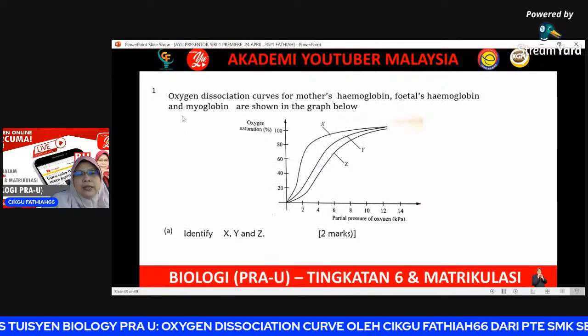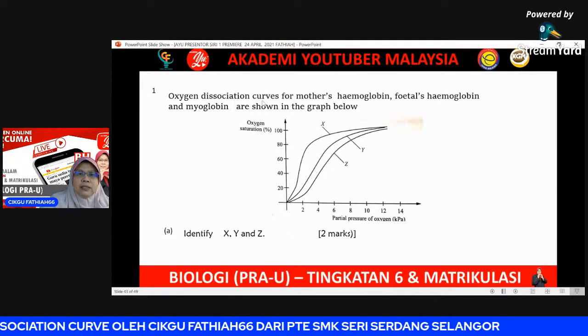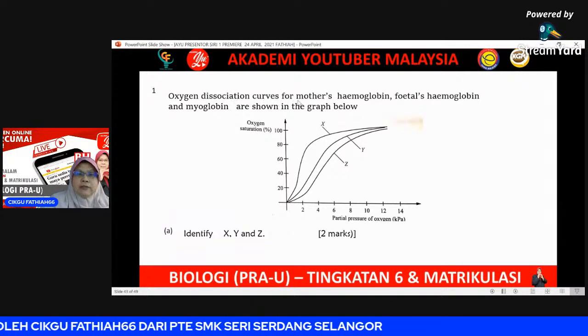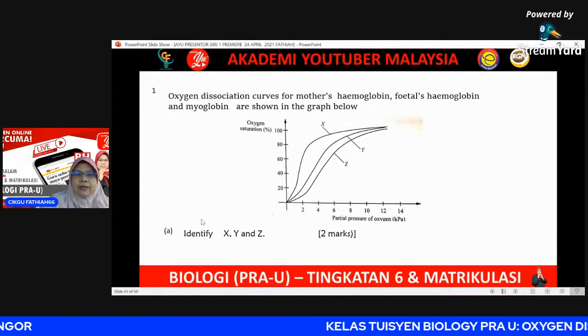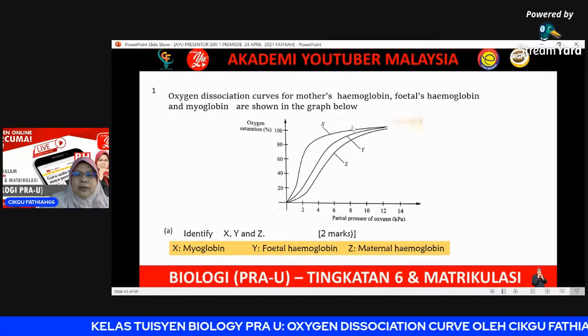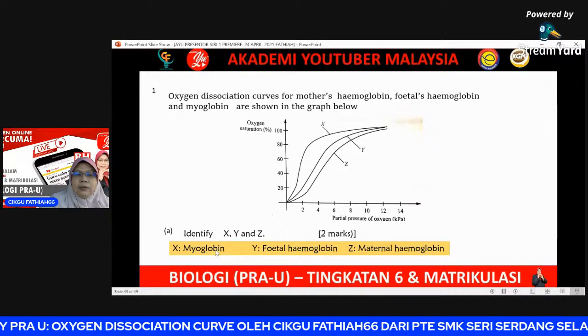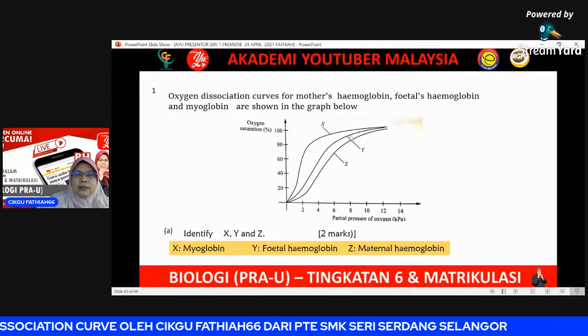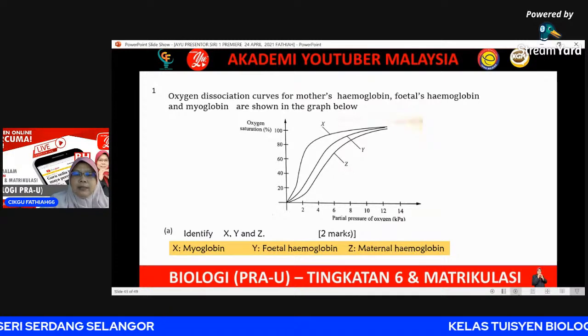Okay, now we check here. Number 1 for the structure question. The oxygen dissociation curves for the mother's hemoglobin, fetal hemoglobin, and myoglobin are shown in the graph below. Identify X, Y, Z. X, the shape is hyperbolic, so it must be myoglobin. Y lies to the left, so it is fetal hemoglobin. Z lies to the right, so it is maternal hemoglobin.